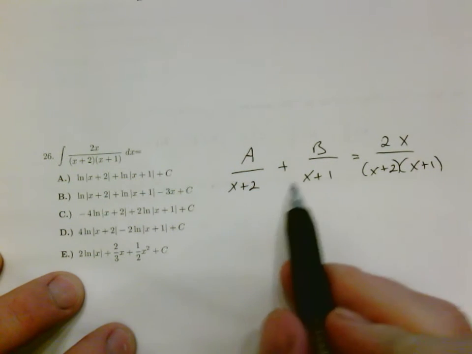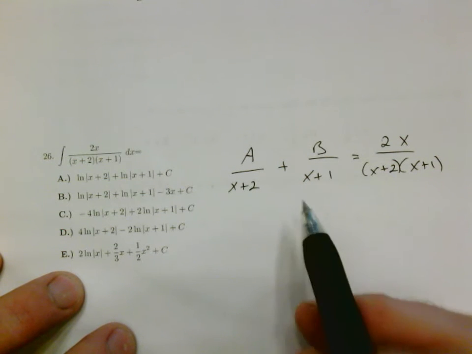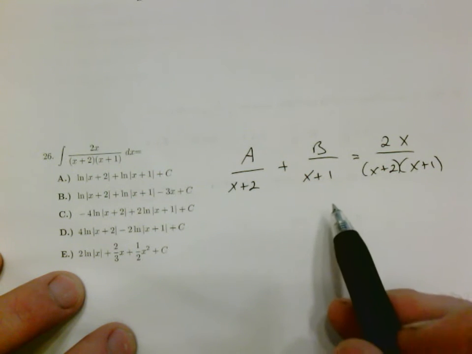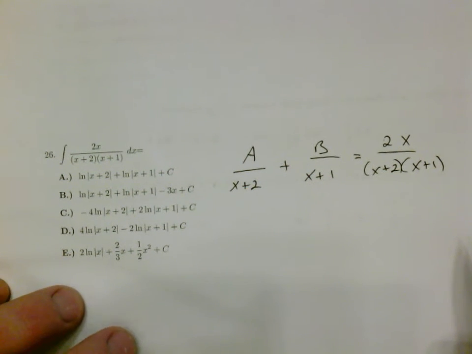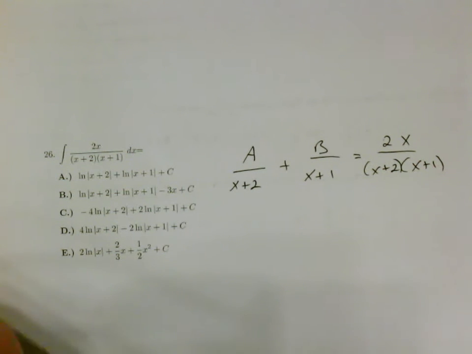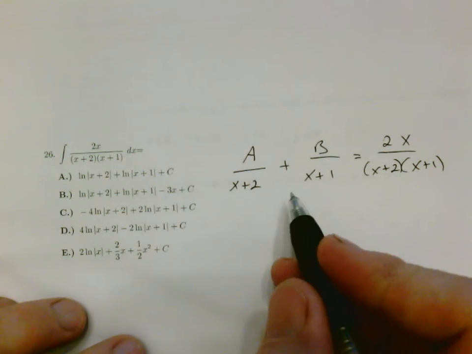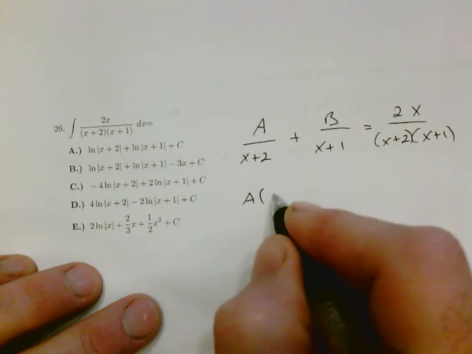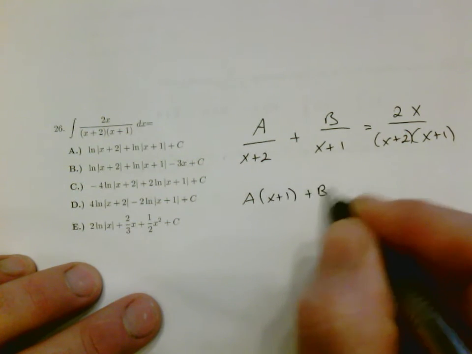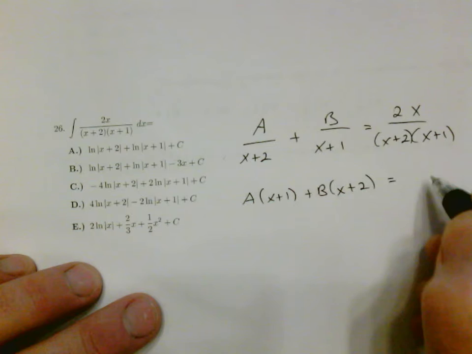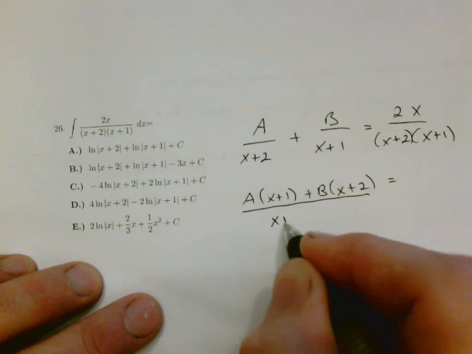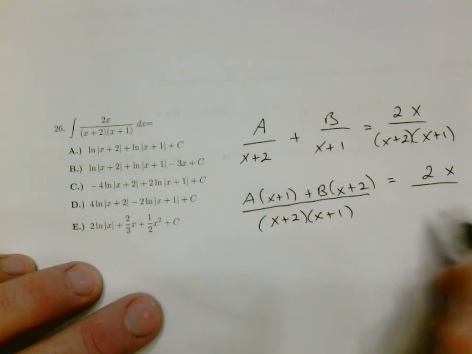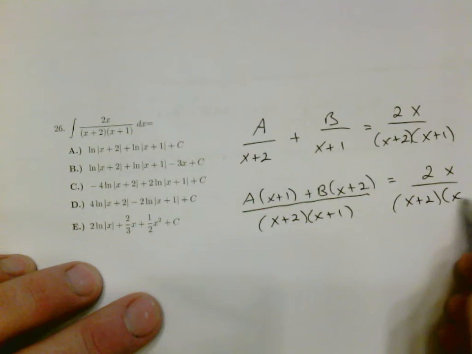So combine these fractions. Now once I combine them, I'm going to ignore the denominators. Remember, if you have a fraction equal to a fraction and the bottoms are the same, well then the tops have to be the same. So in other words, I'll write it out the first time and then I won't do it again. So I have a times x plus 1 plus b times x plus 2 all over x plus 2 times x plus 1, and that should be equal to 2x all over x plus 2 times x plus 1.